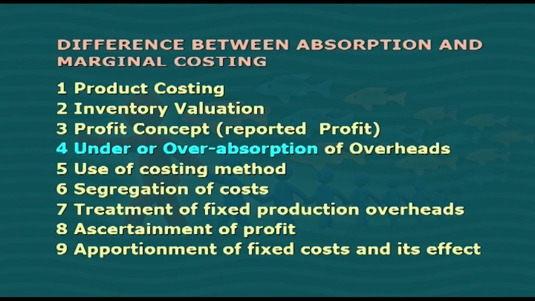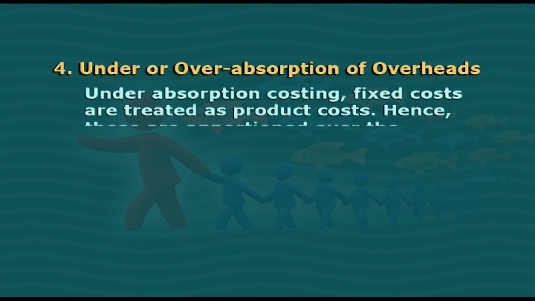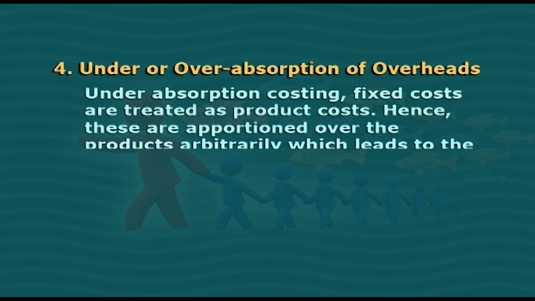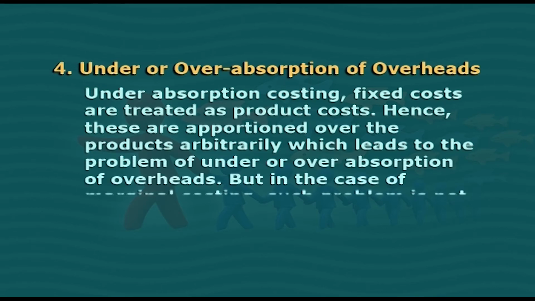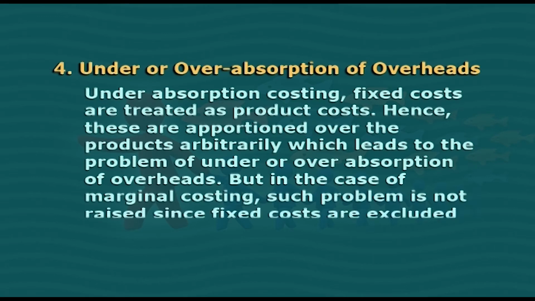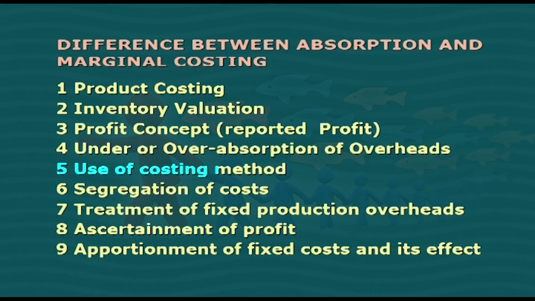Fourth point is under or over absorption of overheads. Under absorption costing, fixed costs are treated as product cost. Hence, these are apportioned over the products arbitrarily, which leads to the problem of under or over absorption of overheads. But in the case of marginal costing, such a problem does not arise since fixed costs are excluded from the purview of product costs.